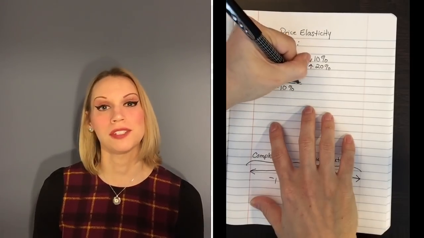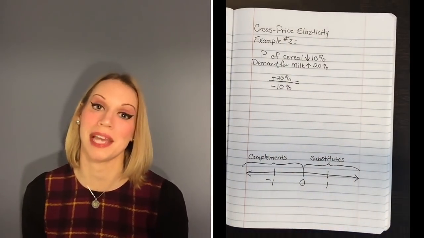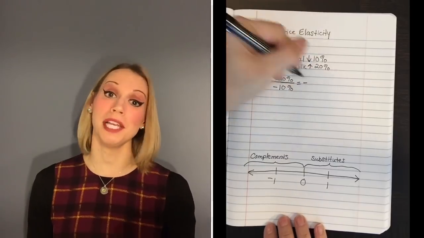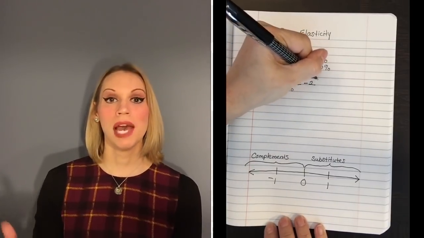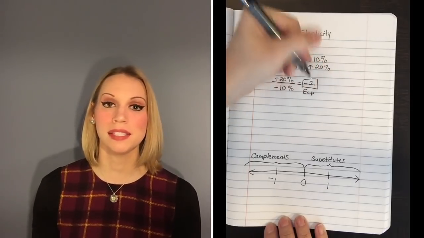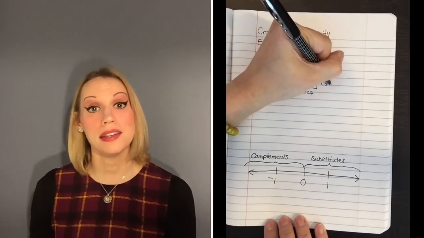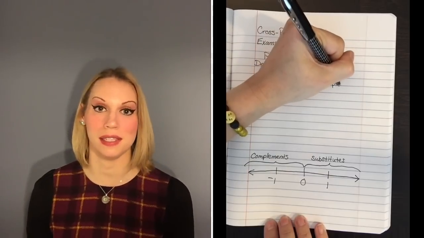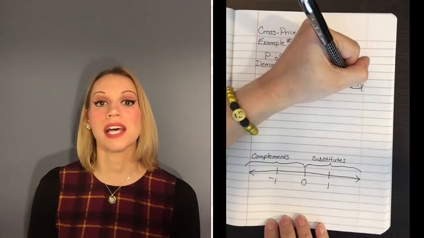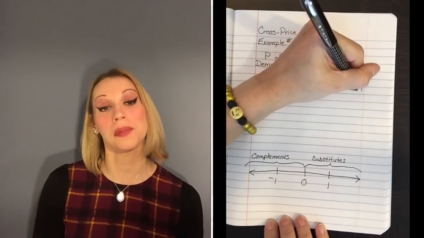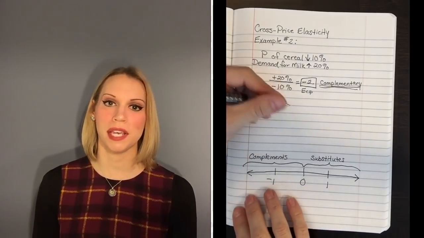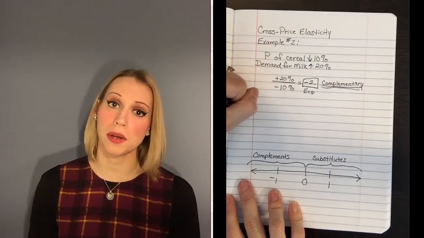So the thing that changes first goes on the bottom. The price of cereal went down by 10%, negative 10 on the bottom, and people reacted by buying 20% more milk. So we have a positive 20 over a negative 10. Now, when we divide these numbers out, we're going to get a negative cross-price elasticity coefficient. We're going to get a negative 2. The negative sign tells us that these goods are complementary goods, and the number tells us how strong of complementary goods they are. So at 2, they're pretty strong complementary goods.